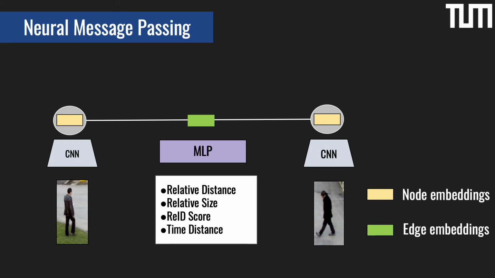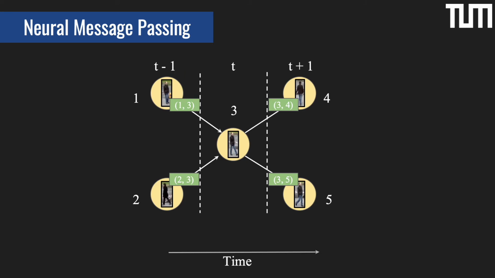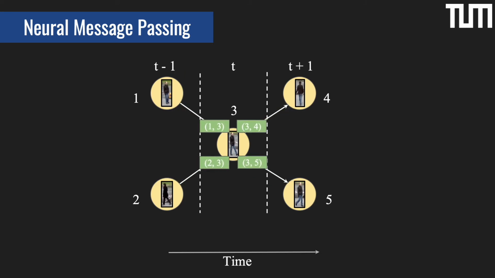At each iteration, two updates are performed. In the first one, information flows from nodes to edges to update edge embeddings. It consists in combining each edge's embedding with its incident nodes' features via an MLP. In the second step, information flows from edges to nodes to update node embeddings.